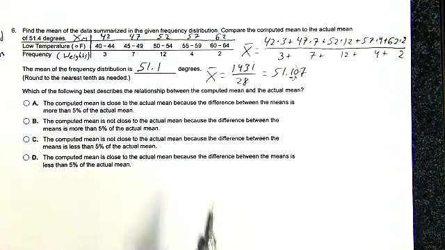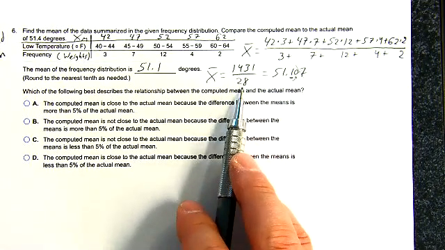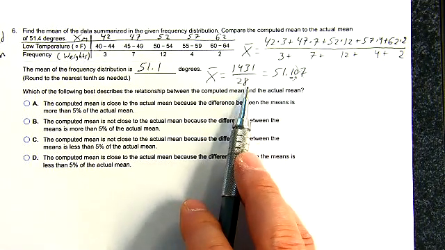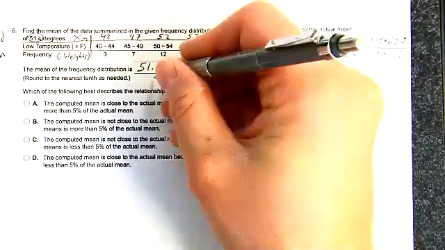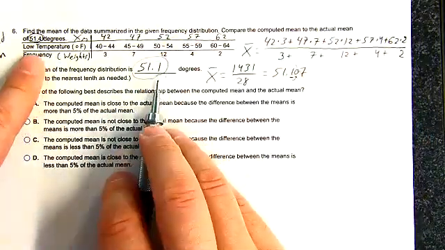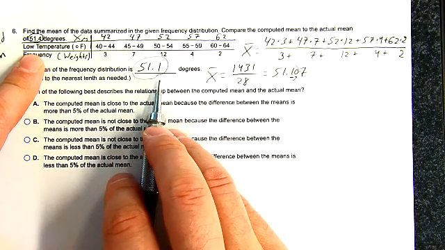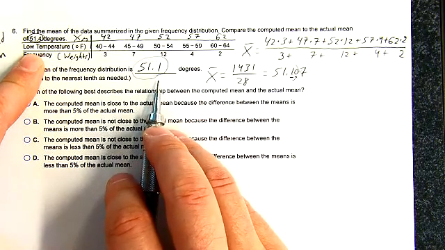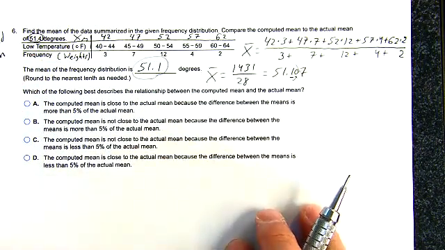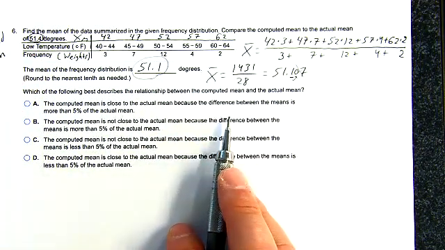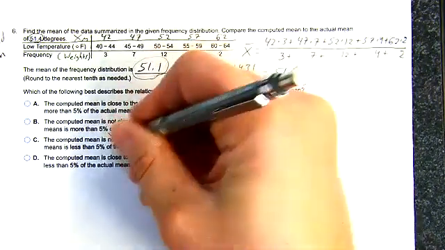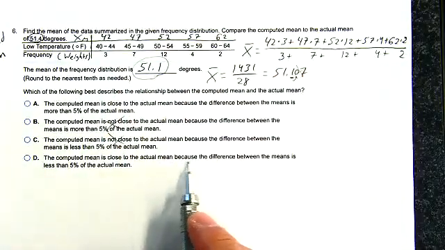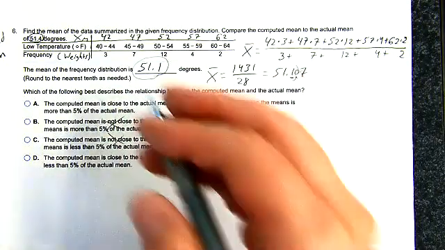So what they tell us is, hey, they took the original 28 numbers, added them all up, and divided by 28, and they got the mean to be 51.4. So the actual was 51.4. Our estimate was 51.1. Are those pretty close? I would say very close, right? They're only 0.3 of a degree off. So how are they close? We would say the computed mean is close to the actual mean because the difference between the means is less than 5% of the actual mean.